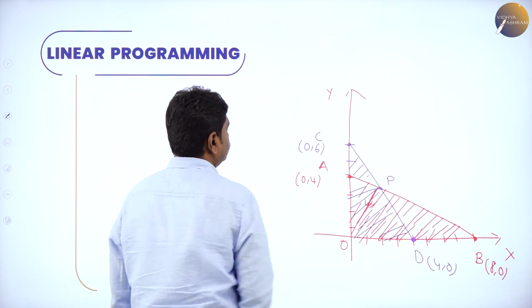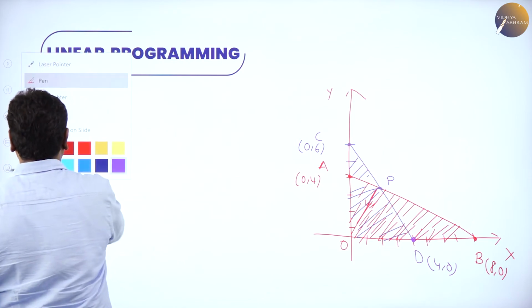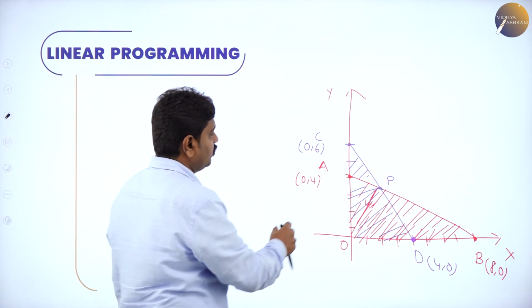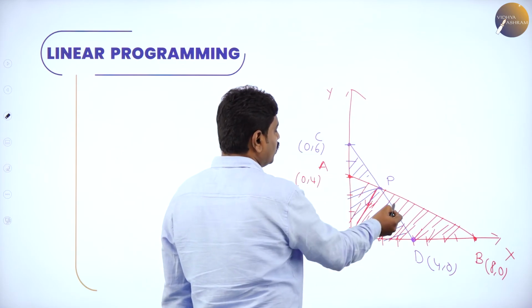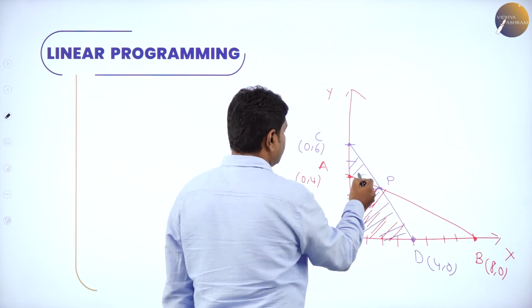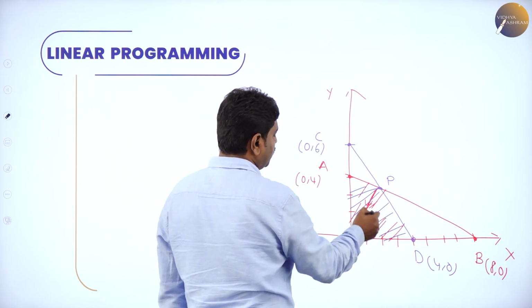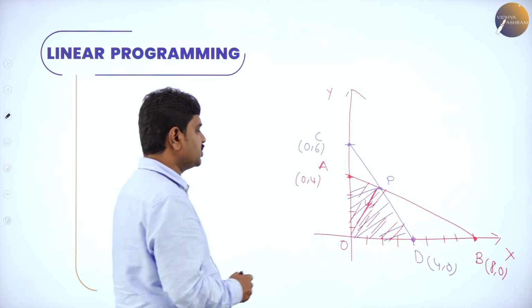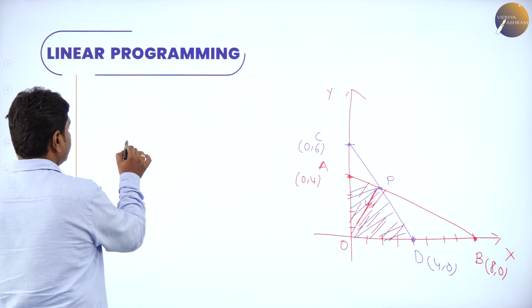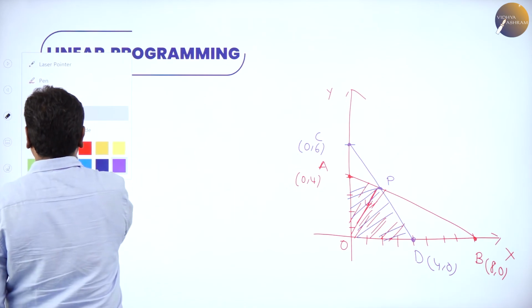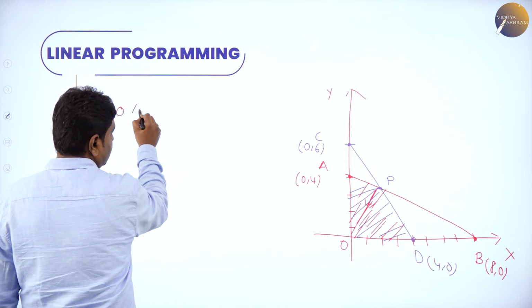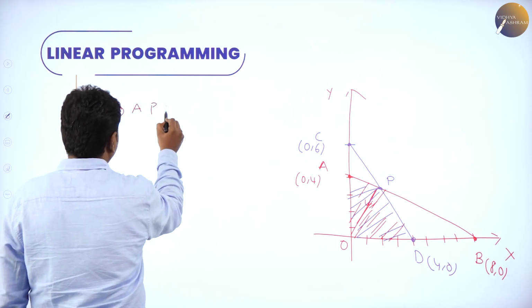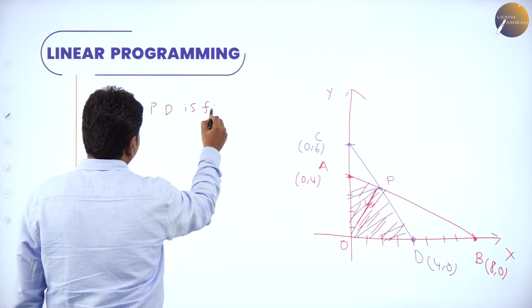So now common region you retain. See here only purple line is there, but here only red line is there. Here both are mixing. Only red line you erase, only purple line you erase. So common region you retain. Common region is what? Feasible region. So O, A, P, D in the graph is the feasible region.